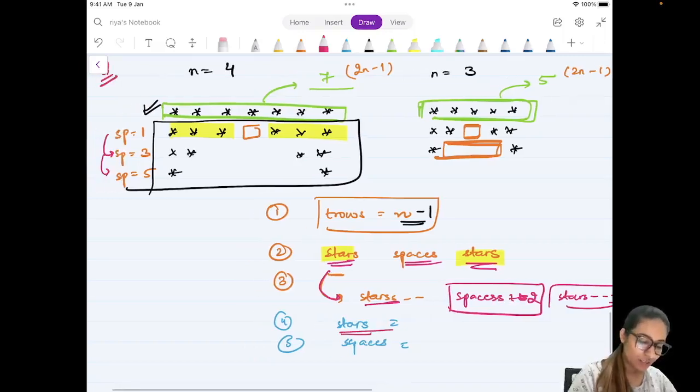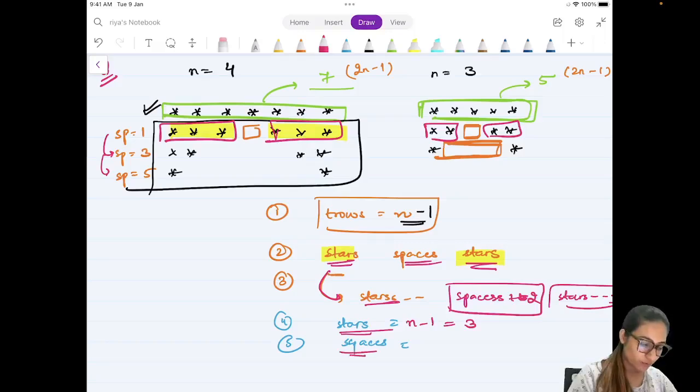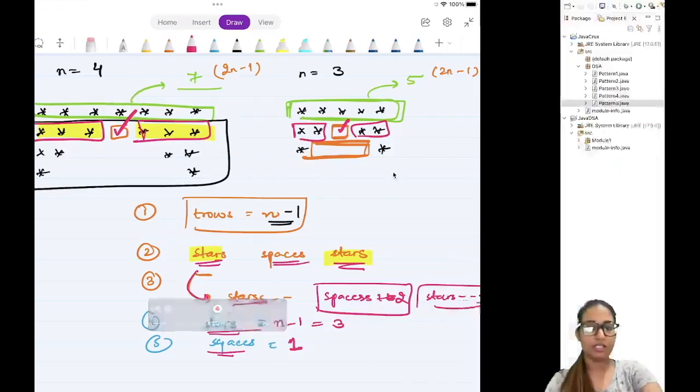The initial value of stars is what? N minus 1, which is 3. You can see for the very first row, 3 and 3. Here also n minus 1 is 2 and 2. The number of spaces is basically 1. Okay, and here also the number of spaces initially is 1, here also the number of spaces initially is 1.